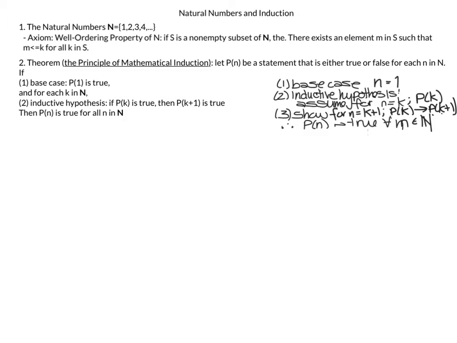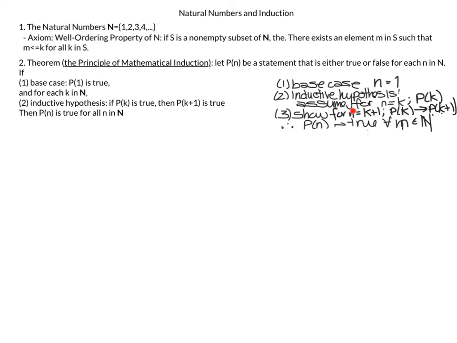When I do an inductive proof, these are the 3 steps that I follow. First, I show that the base case is true. In other words, I show that for n equals 1, this is true. Again, this is this part of the theorem. Next, I have my inductive hypothesis step. I assume that the statement is true for n equals k. In other words, I assume P(k) is true. This is this part of the mathematical induction principle.